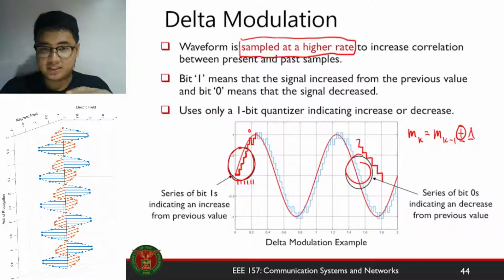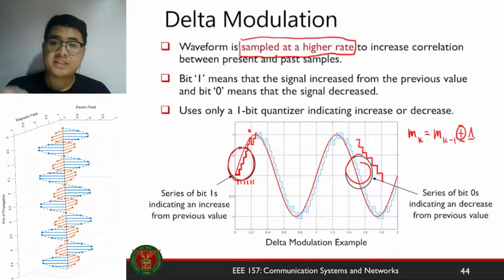It's actually just a simple algorithm that, instead of representing the sample directly, represents the change between two samples. Okay? So your bit is decided by the difference between the current sample and the previous sample. If the difference between the current and the previous sample is positive, then you output bit 1. If the difference is negative, then your output is bit 0. It's that simple. It's easier to implement compared to PCM.